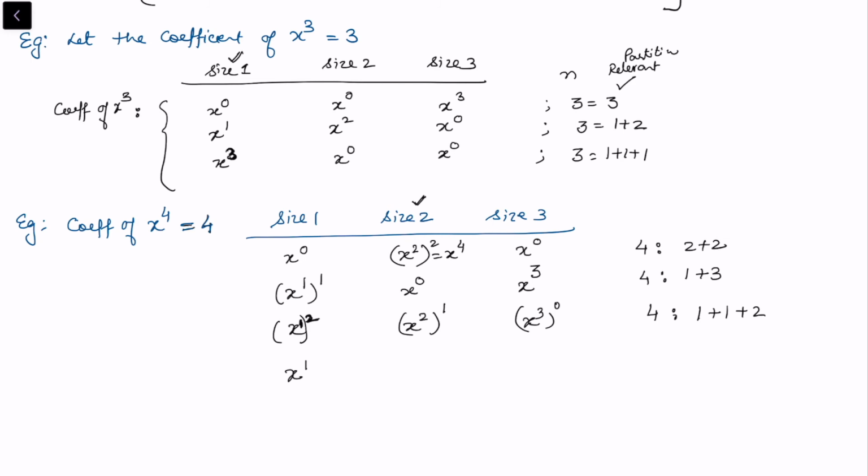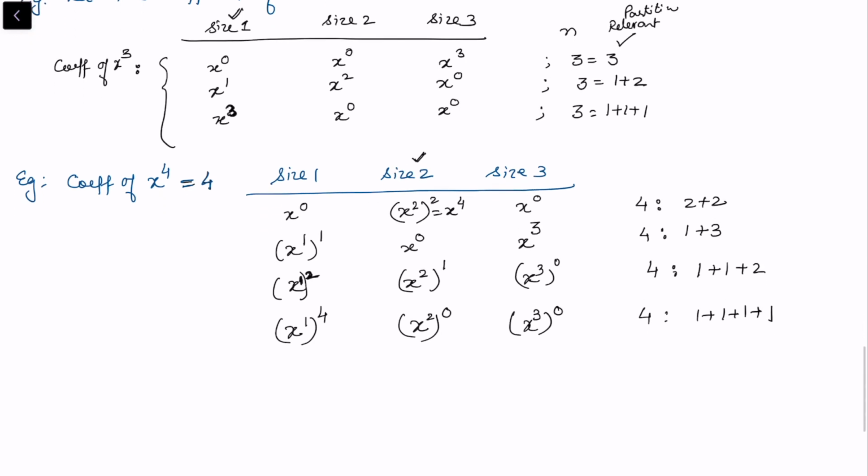And then now you can have 1 repeating 4 times. You can have x square coming 0 times. You can have x cube coming 0 times. And so in this case, we are talking about 1 plus 1 plus 1 plus 1. Now in any other combination, we will not be able to generate any other partition of 4. Either this number will increase or this number n will start decreasing.